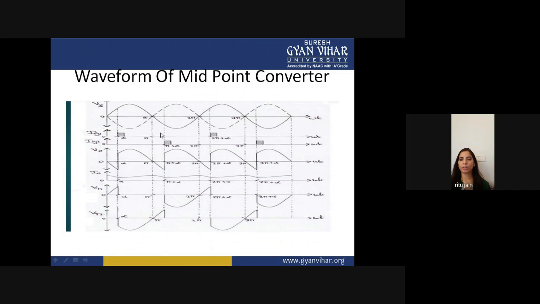But at this point, you are triggering another SCR, which is T2. So when T2 gets turned on, you are getting the output current and the output voltage from pi plus alpha to 2 pi. So you can see here the current is also in continuous conduction mode when you are using an RL load in a midpoint type converter.